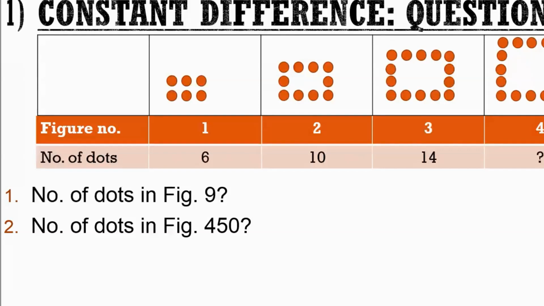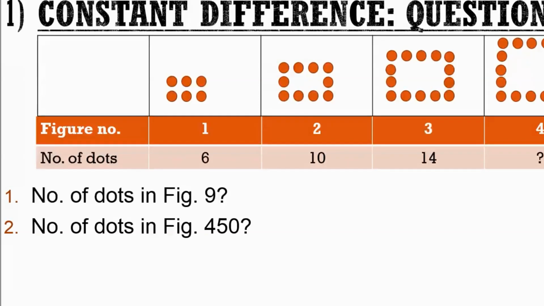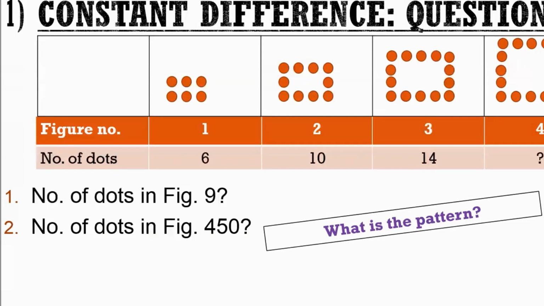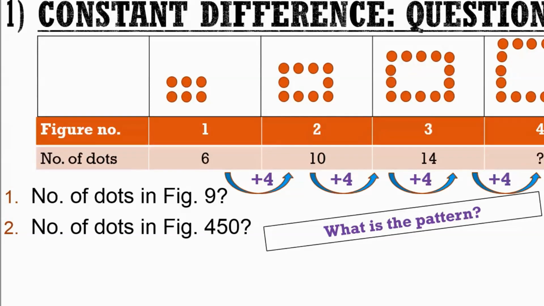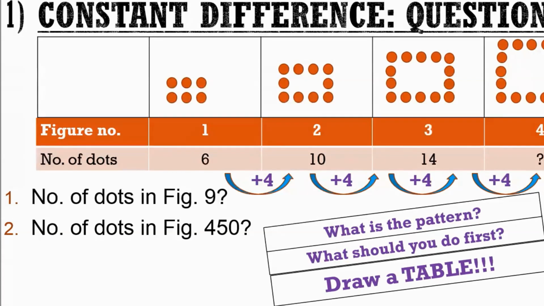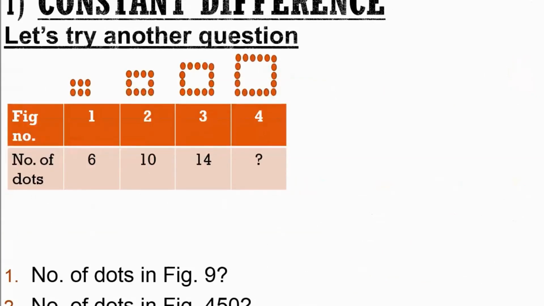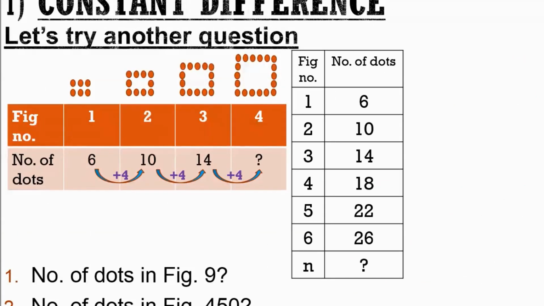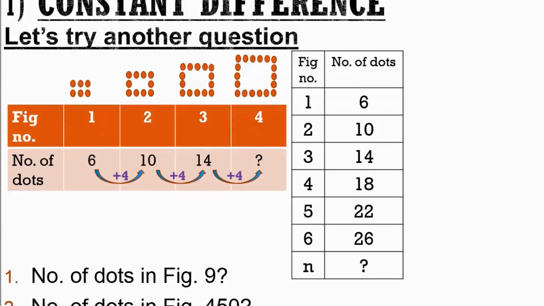Okay, are you ready to go through the answers? So what's the pattern here? +4, +4, +4. So what should you do first? Draw a table. So first of all, the first column, figure number, then you write down the number of dots.